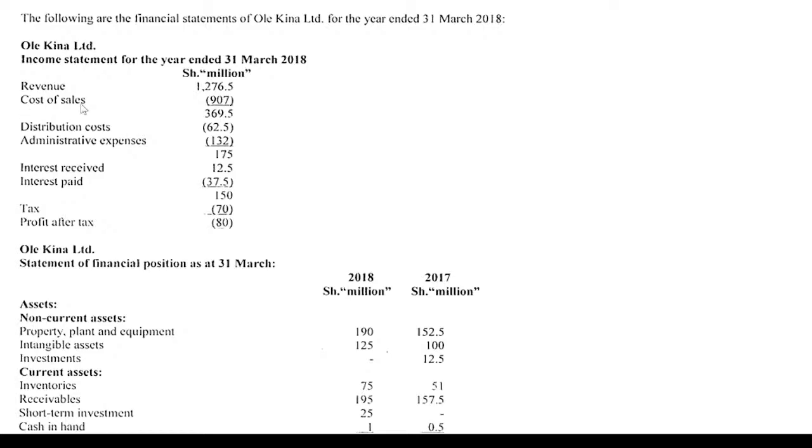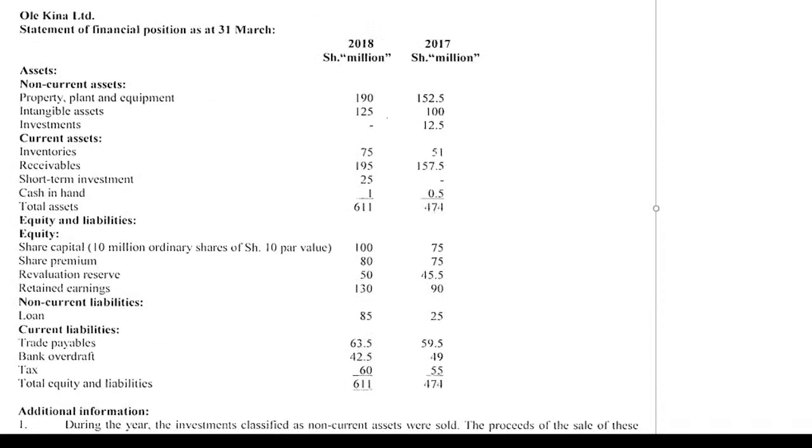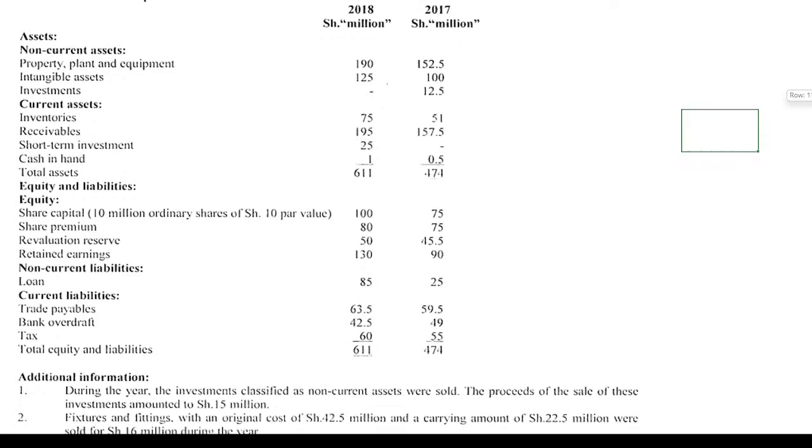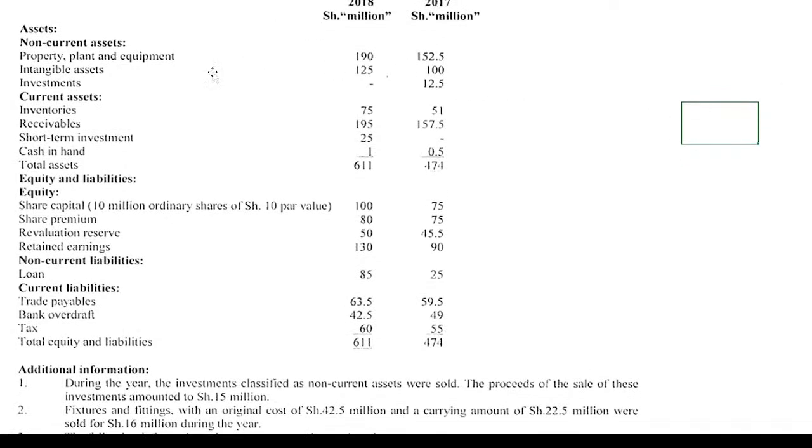As you can see, the revenue, cost of sales, distribution, administration, what is received and what is paid, as well as the tax. For the financial position, we have been given two years. We have the assets for 2017 and 2018: property, plant and equipment, intangible assets, investment. Then you also have the current assets: inventory, receivables, short-term investments, cash in hand, and total assets.